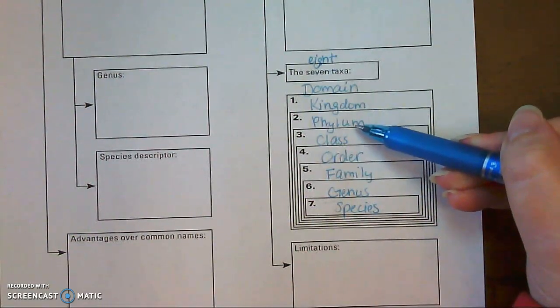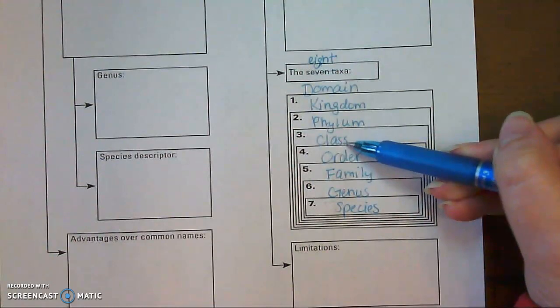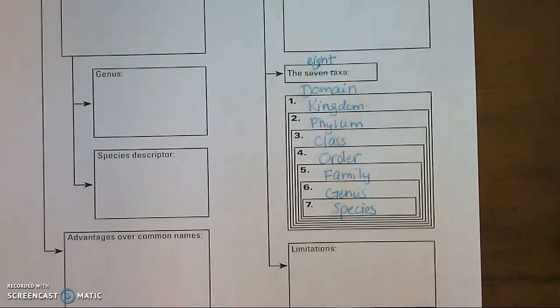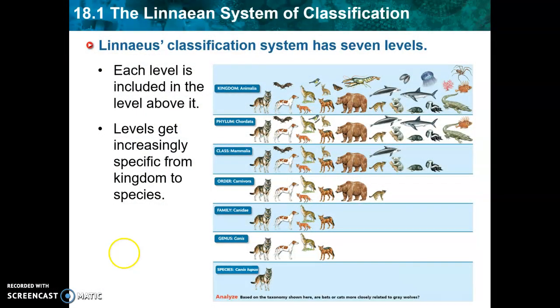Each kingdom is separated into phyla, each phylum separated into different classes, and so on and so forth. So let's look at an example here, and this example is for a gray wolf. Gray wolves belong to kingdom Animalia, and if you're wondering about the domain, all eukaryotic organisms belong to the same domain, and it's called Eukarya.